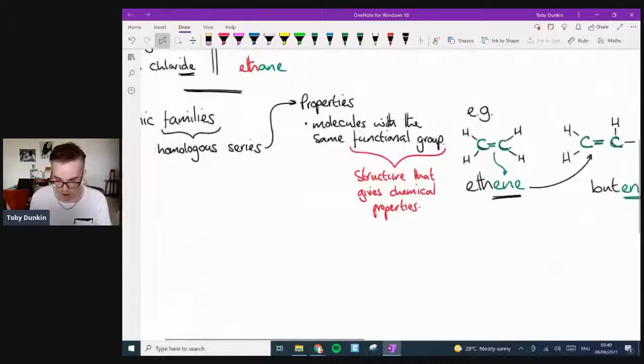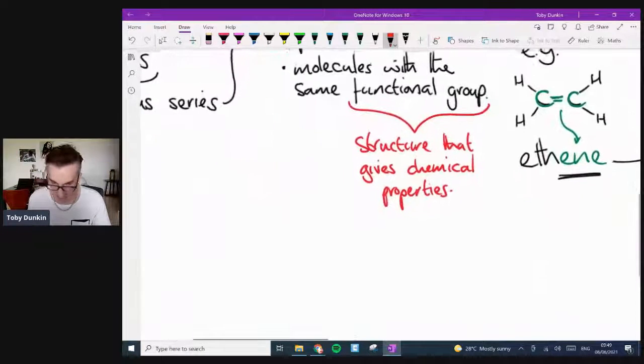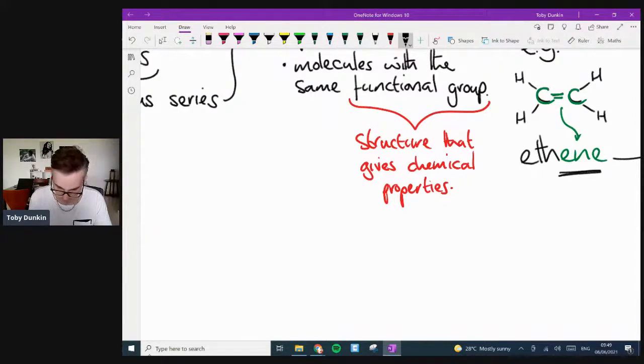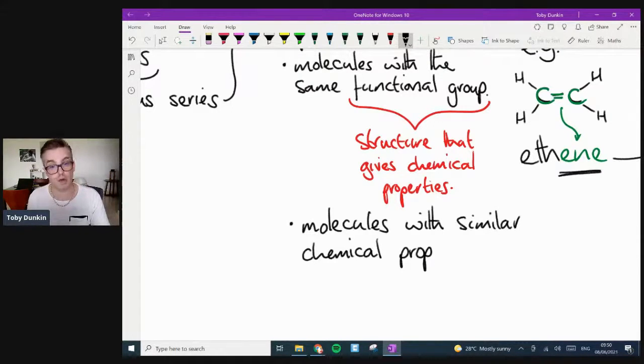So homologous series properties: molecules with the same functional group. Now, this comes up as the second bullet point for this. Structures that give chemical properties. So these will be molecules with similar chemical properties. And the reason for that is because they have the same functional group.